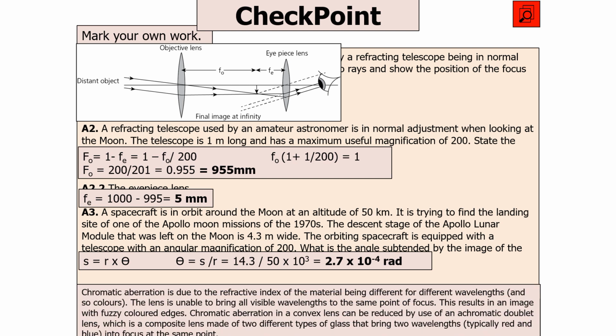Now chromatic aberration is due to the refractive index of the material being different for different wavelengths, so it'll be different colours. So the lens is unable to bring all visible wavelengths to the same point of focus. So this results in an image with fuzzy coloured edges, and so chromatic aberration can be reduced with the use of an achromatic doublet lens. So you would remove some of the different wavelengths. Okay, so it would be a composite lens of different types of glass that could bring two wavelengths like red and blue into focus at the same point.